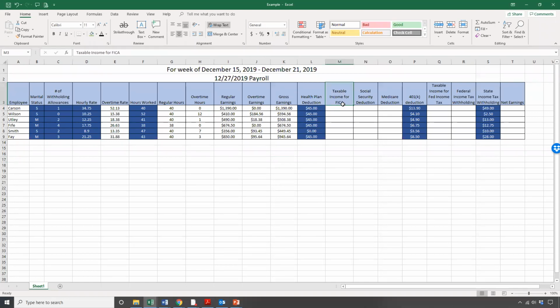Okay, this column says taxable income for FICA. So normally, if there are no pre-tax deductions, you would use your gross earnings. But in this case, we have pre-tax deductions for the health plan. So we're going to take our gross earnings minus the pre-tax deduction for our health plan. And that will give us the taxable income for FICA. And we'll go ahead and just move that down here. We only have one employee here that doesn't have a health plan deduction, which is fine. It'll just carry that amount over there.